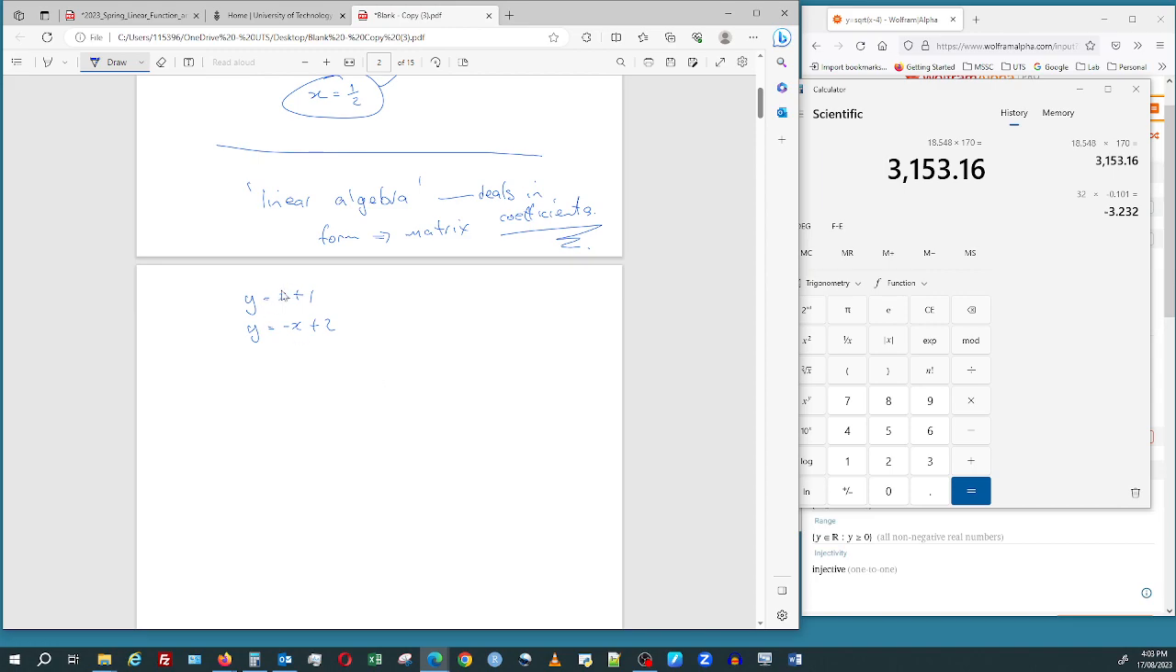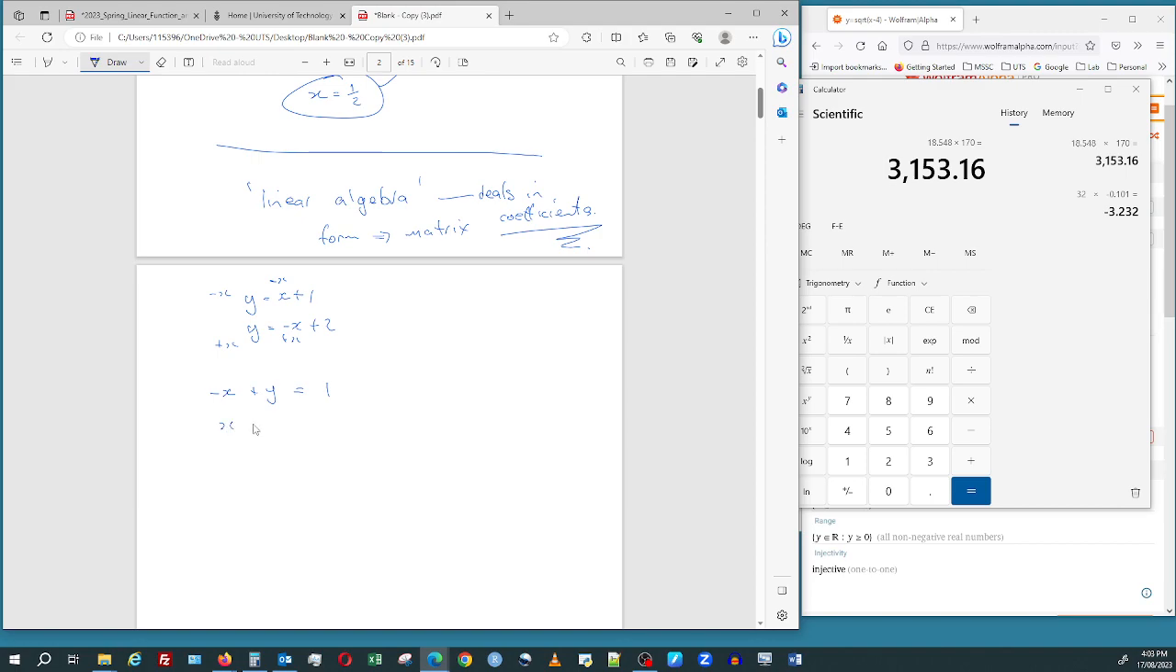So what I'm going to do is move the x over here for this one. So I would subtract an x. You do to one side, you do to the other. So I'd have y minus x, y plus y is equal to 1. Here I'm going to add the x.